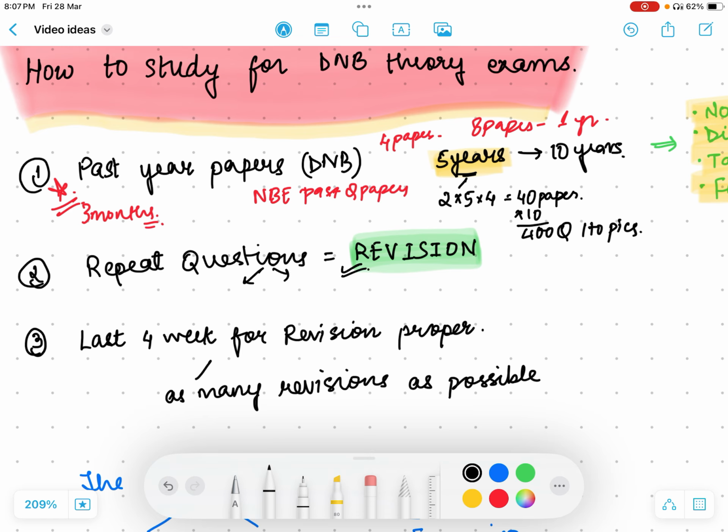Either take them as revision and then just go through that question again, the same answer that you have written before for that question. Just go through that and that will be your revision. Or you can just skip it and finish solving your 5-year paper a little earlier, and then go on to the whole revision again.